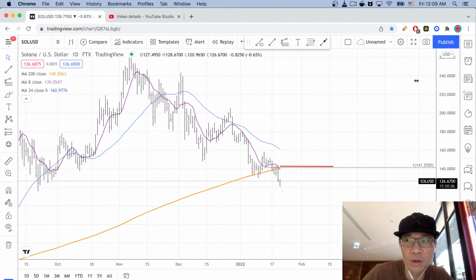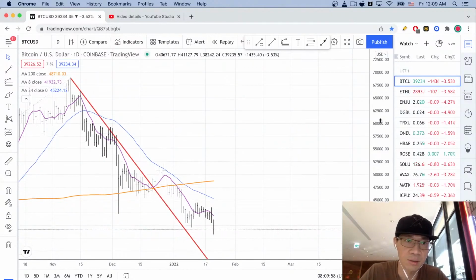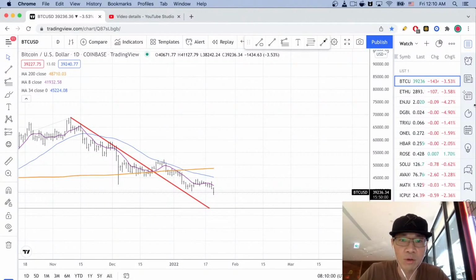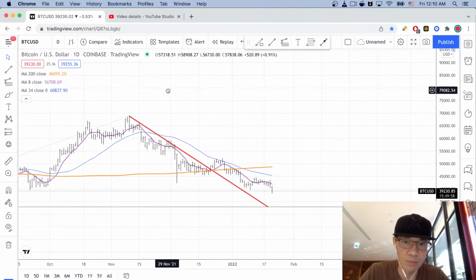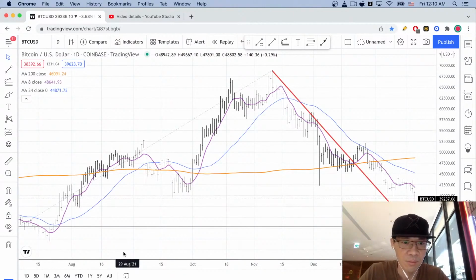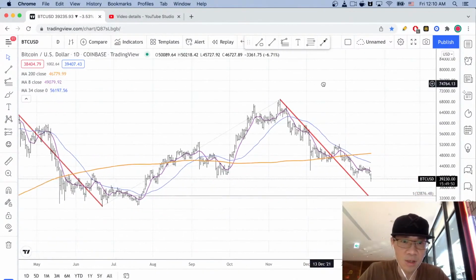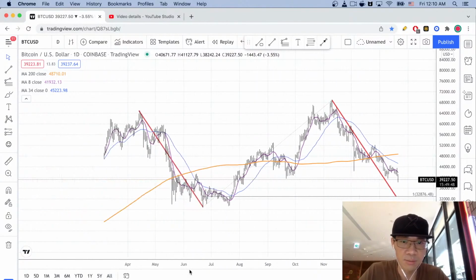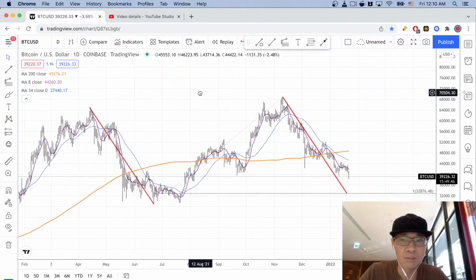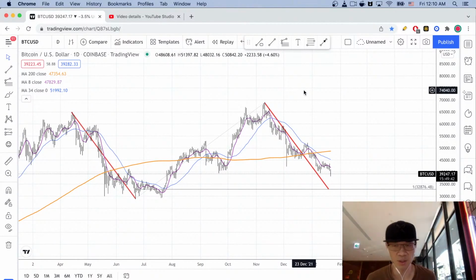My view on Bitcoin: right now, let's just be objective, okay? Where's Bitcoin trading in relation to that daily 200 moving average? I know there's a lag, but you guys just talk in the chat. Let me know what you guys think. Where is Bitcoin in relation to that 200 moving average on the daily chart?